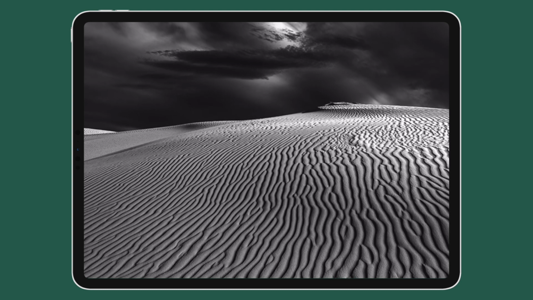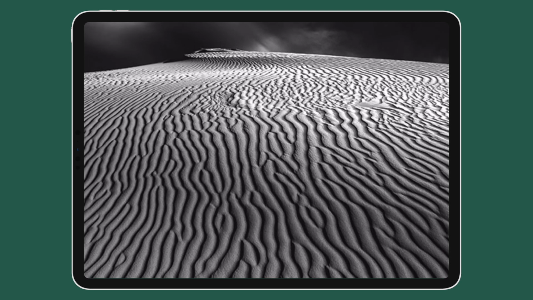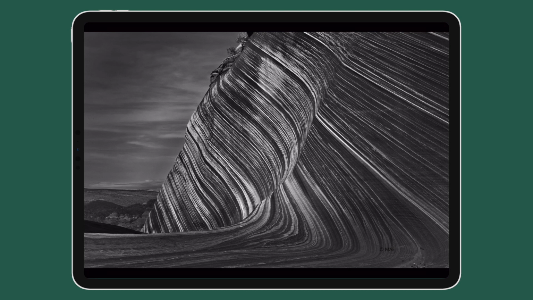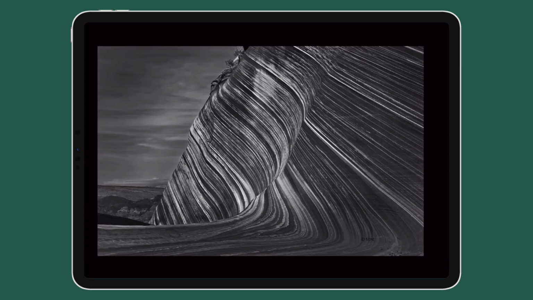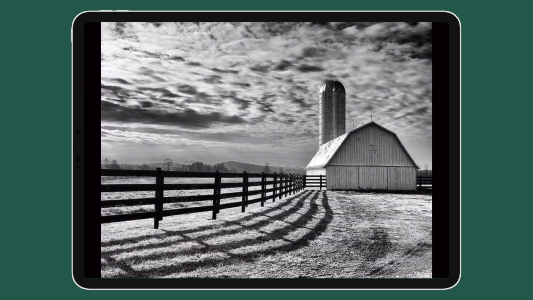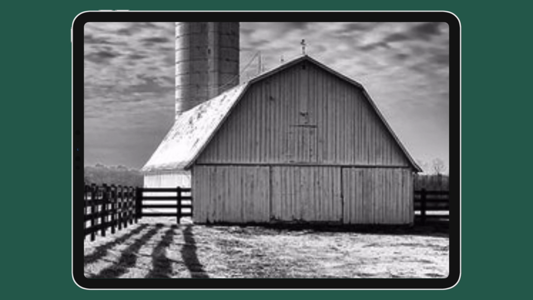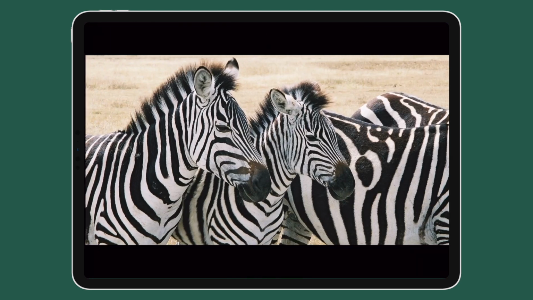Wow, this is sand. Lines on the sand. Why are there lines on the sand? I think they're made by wind. So there are so many lines in nature. Look at this rock. Rocks have so many layers. Beautiful, beautiful lines. Oh, look at the fence and the house. This barn has wood planks, with many, many lines.